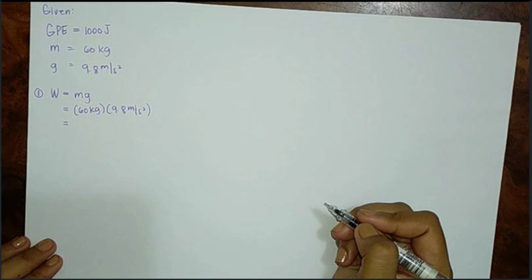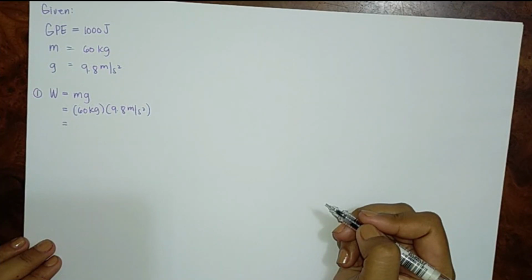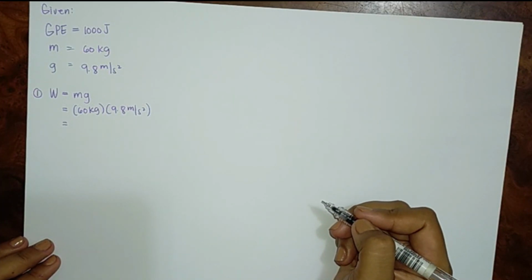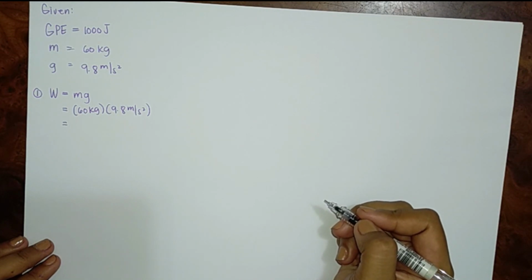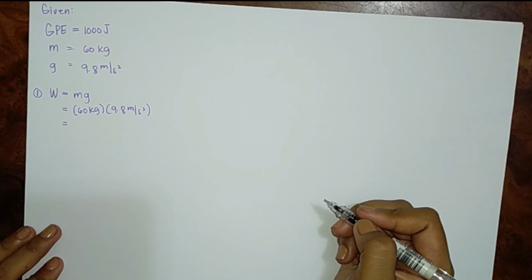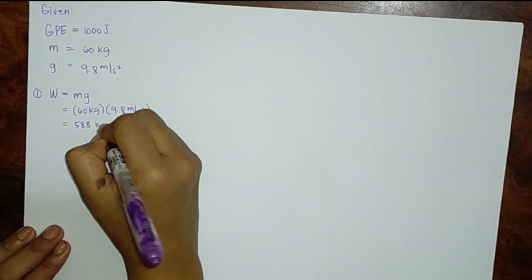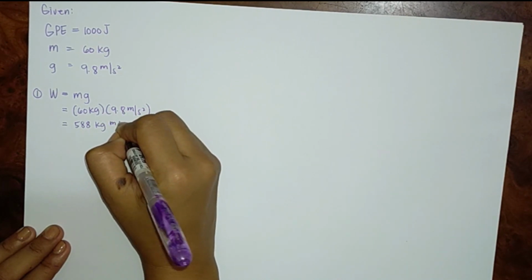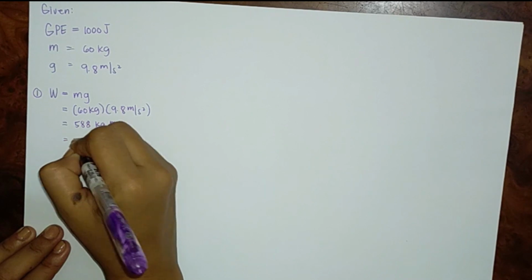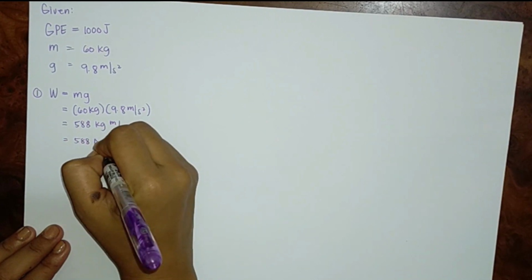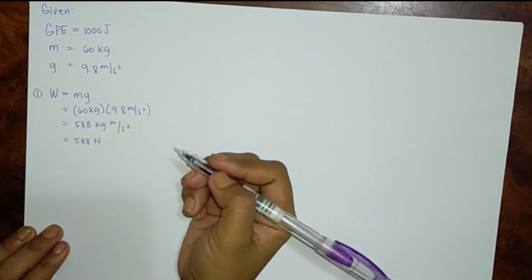So the first thing that we need to look for is your weight in newtons. To get the value of weight, we have W is equal to mg. So we have here 60 kilograms times 9.8 meters per second squared. This is equal to 588 kilograms meters per second squared, or 588 newtons.